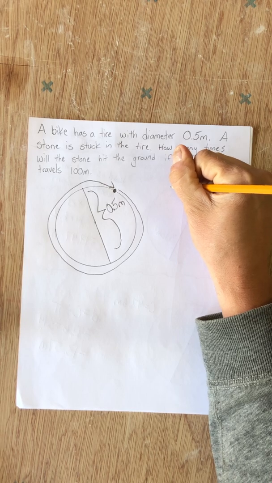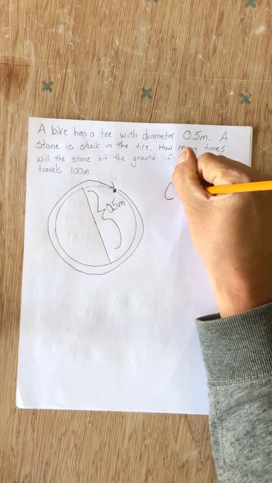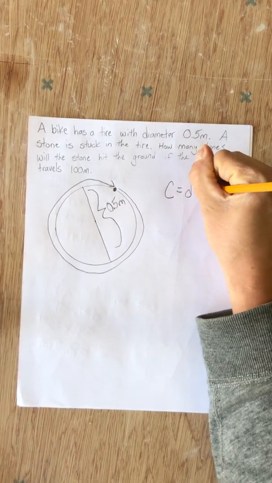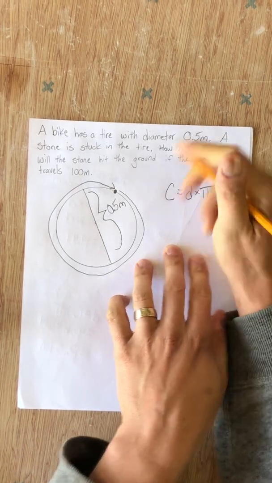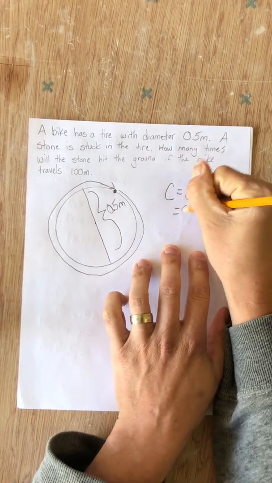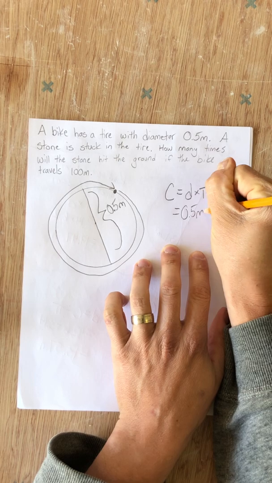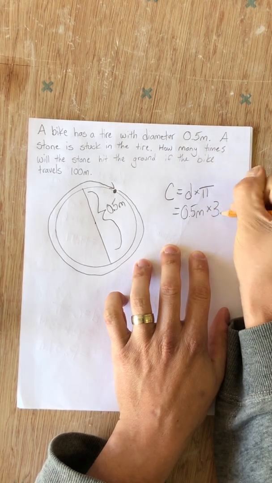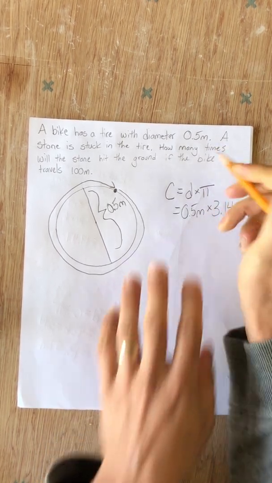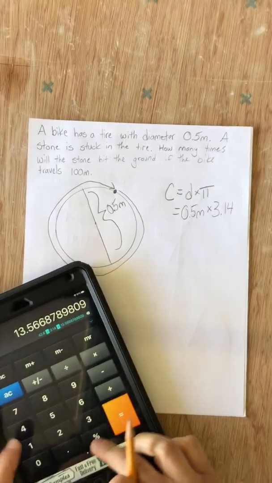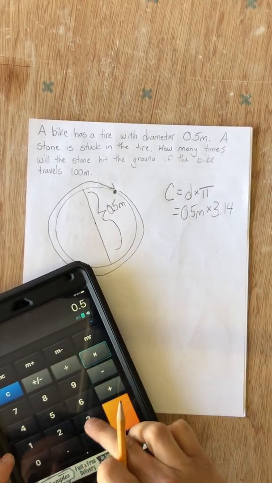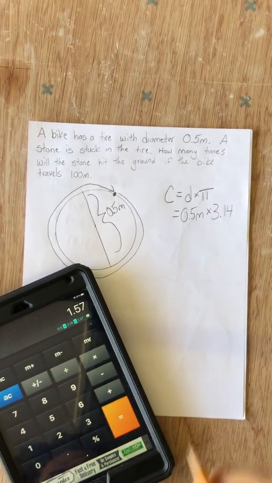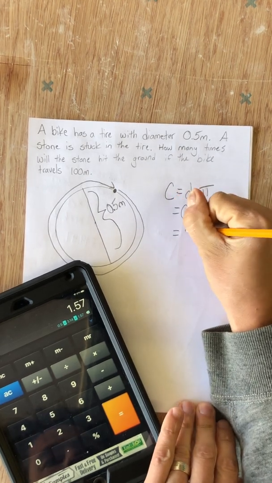So that formula we have: circumference equals diameter times pi. I have my diameter, 0.5 meters, and again I times that by 3.14. So 0.5 times 3.14 is 1.57.